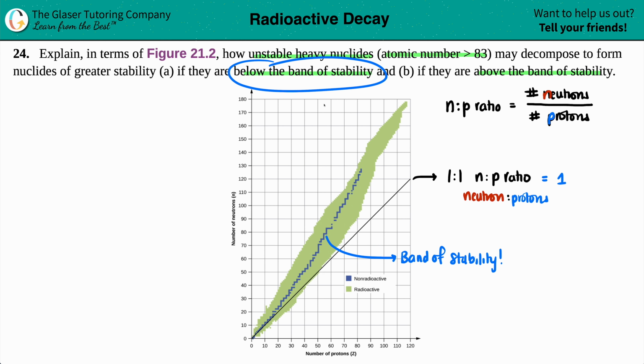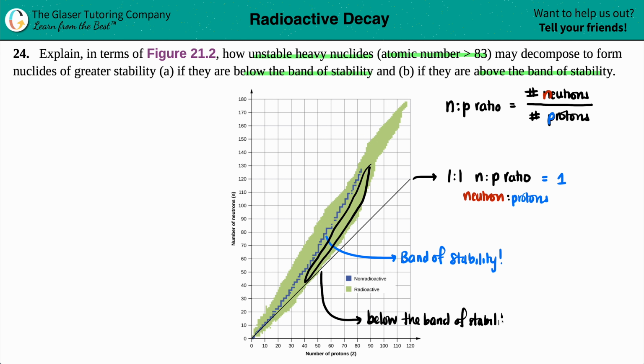Now, we have to find out how unstable heavy nuclides are going to become stable if they're below the band of stability. So we are in the green region that is below the band of stability. Generally speaking, it's the green that's below the band of stability. So let's write this down here: below the band of stability.